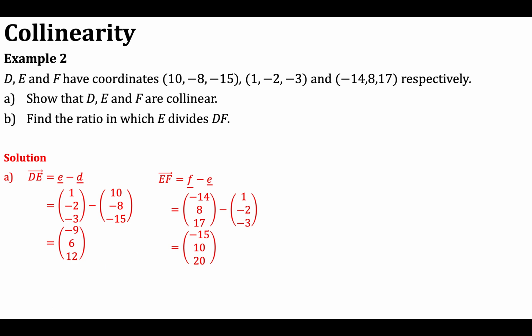So what is useful to do is to take each of the components. The first ones are -9 and -15, and one of them is 3/5 of the other. So the -9 is 3/5 of -15. Let's see if that works for the other components. 6 over 10 is 3/5. 12 over 20 is also 3/5. So what that tells us then is that DE is equal to 3/5 of EF.